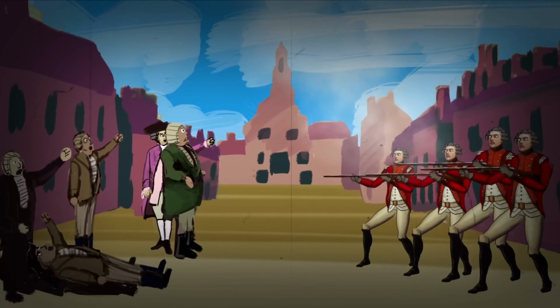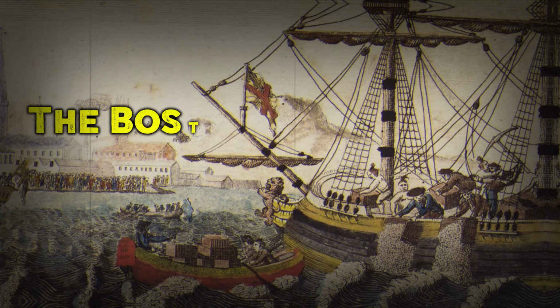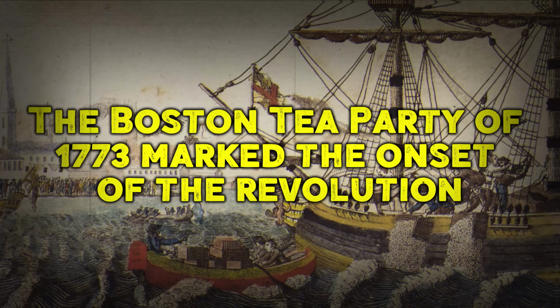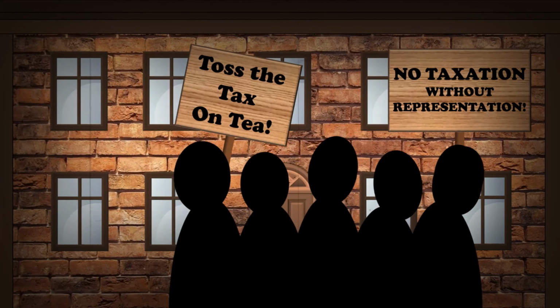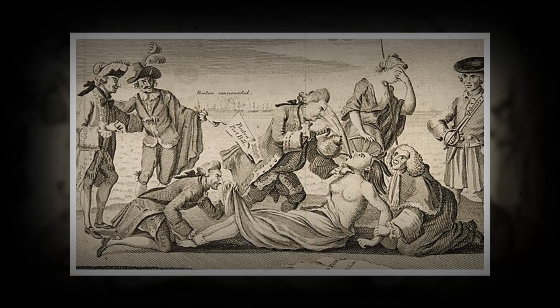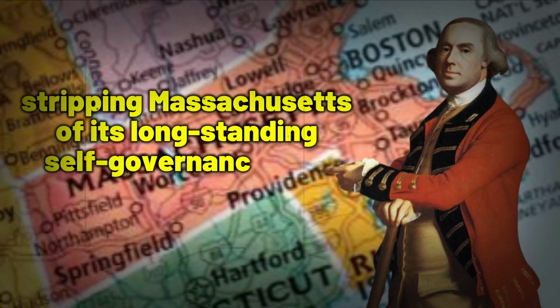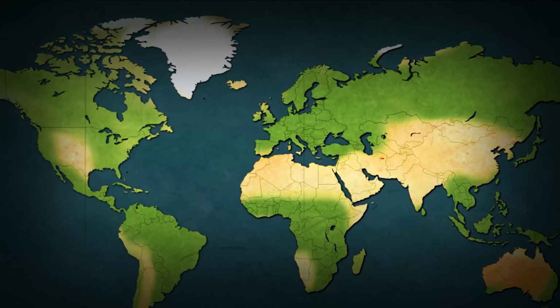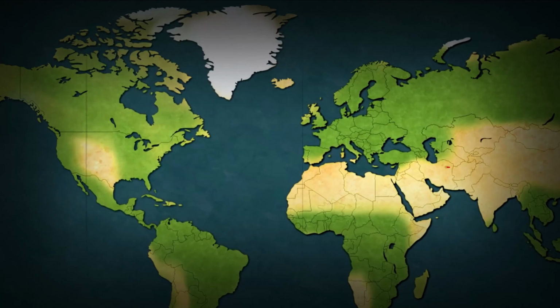leading to escalating tensions in the late 1760s and early 1770s. The Boston Tea Party of 1773 marked the onset of the Revolution, occurring in Boston to protest against the new tea tax. In swift response, Parliament enacted the Coercive Acts the following year, stripping Massachusetts of its long-standing self-governance and imposing military rule, inciting widespread outrage and defiance across all 13 colonies.